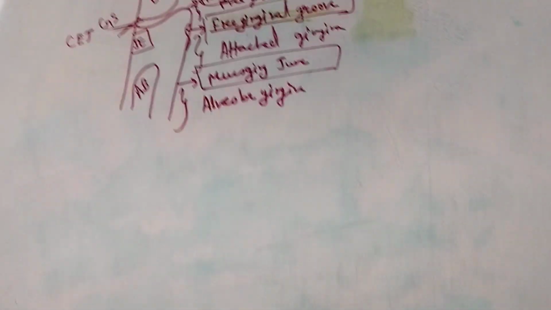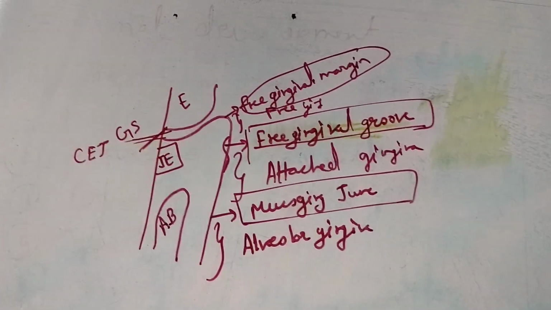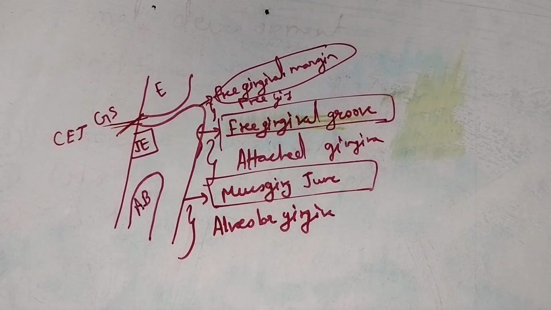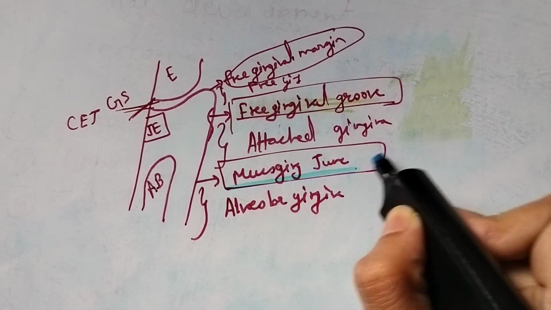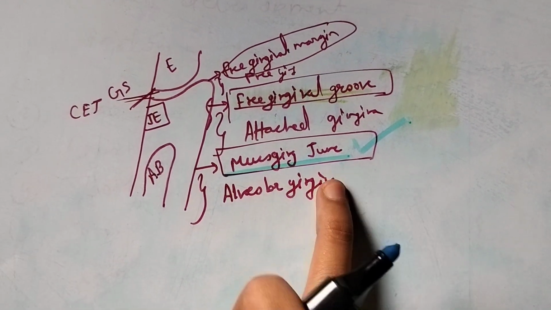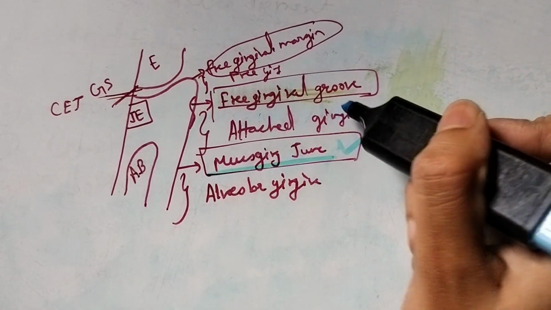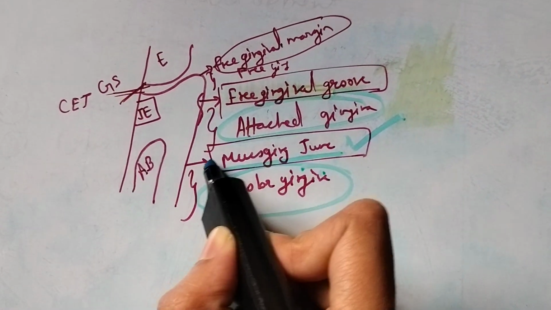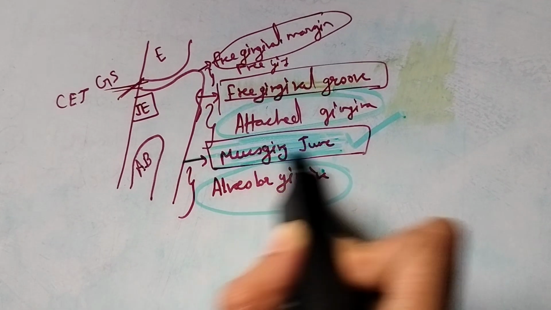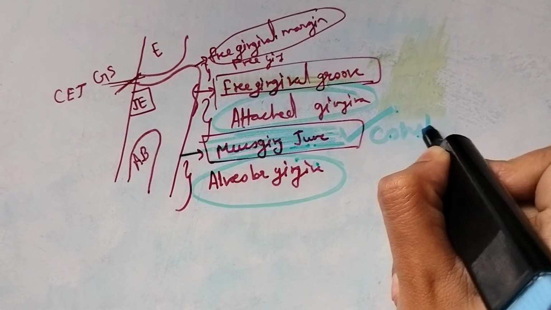If in an MCQ they ask which of the following entities of the gingiva is constant throughout life, then we have to mark the mucogingival junction. It is the junction between the attached gingiva and the alveolar gingiva, and it is constant throughout life.